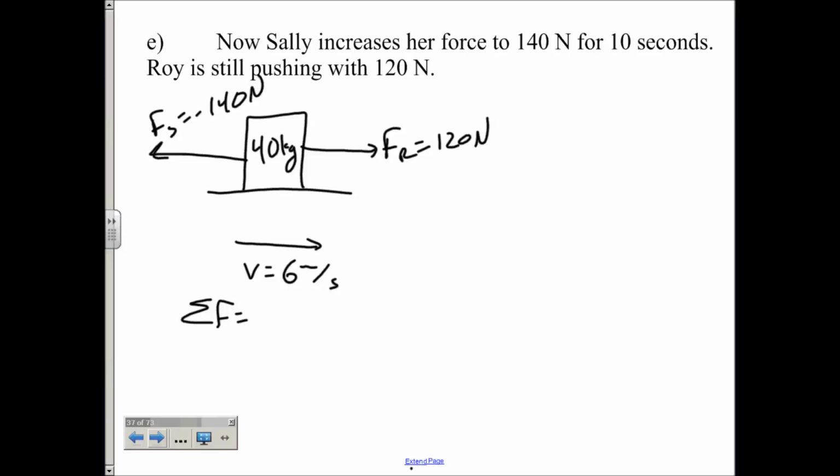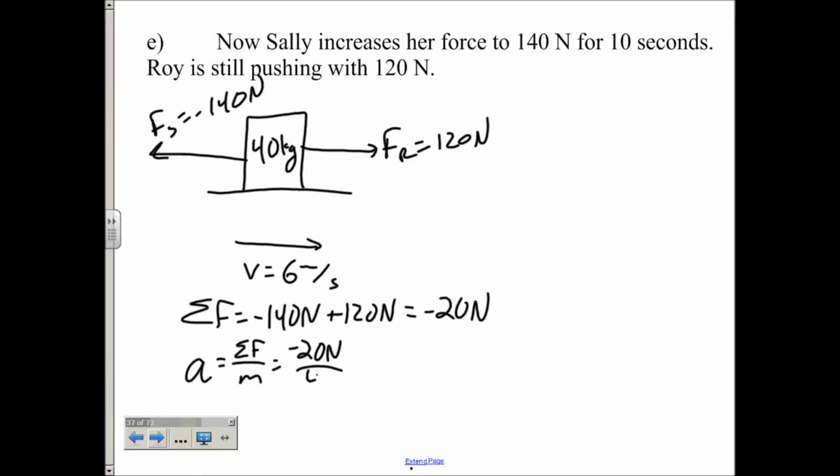What if I actually show the work here? It's negative 140 newtons from Sally, plus 120 from Roy. So your net force is negative 20 newtons. Let's find our acceleration. It is net force over mass, negative 20 newtons over 40 kilograms. So you get negative 0.5 meters per second squared. The velocity is going to decrease now, right? Because Sally is pushing with more force than Roy is.